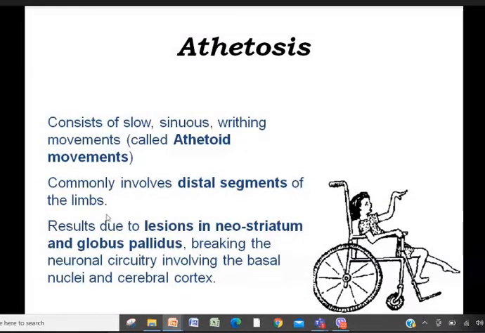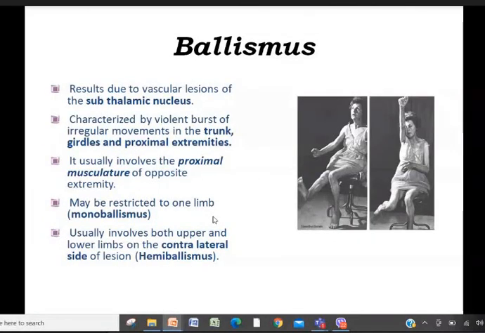Why does athetosis result? It results due to a lesion in the neostriatum or globus pallidus, breaking the neurocircuitry involving the basal nuclei and cerebral cortex. If it is the caudate nucleus, then it is the previous disease. Now this is globus pallidus athetosis. Ballism results due to the vascular lesion of the subthalamic nucleus.